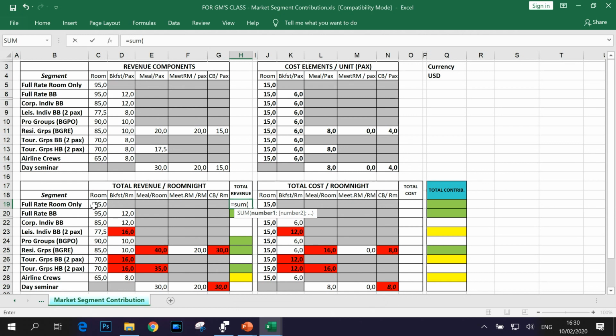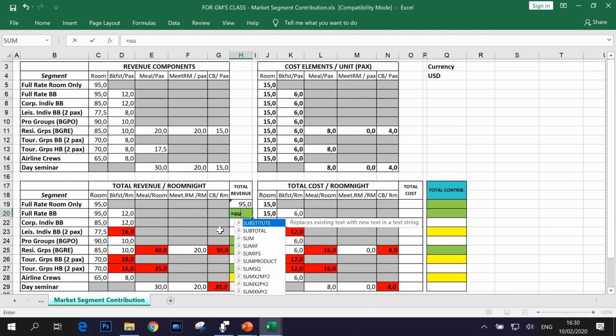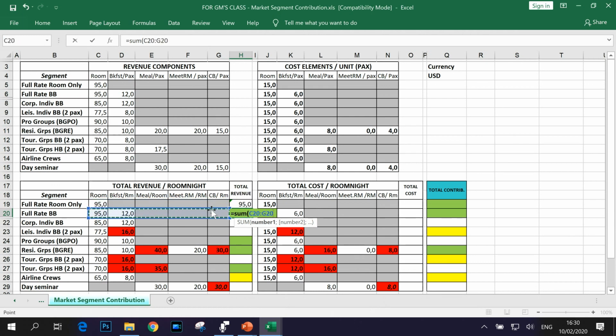Okay, we have full rate room only. We have only room revenue, so it should be 95. Here we have room revenue and breakfast, and then here corporate individual breakfast. Okay, should be the same. Only room and breakfast, and leisure individual. Okay, so now we can just copy and paste our formula.